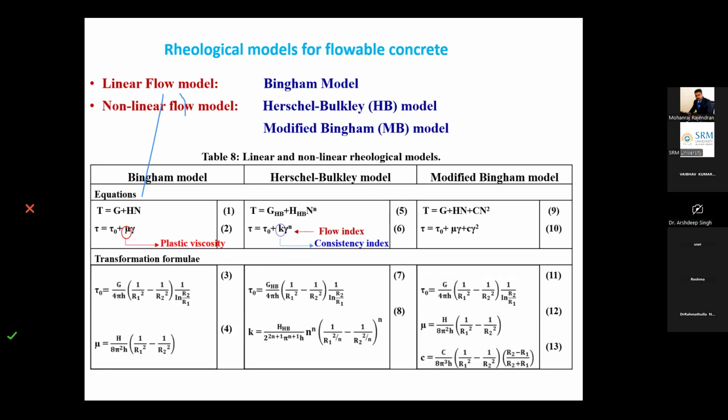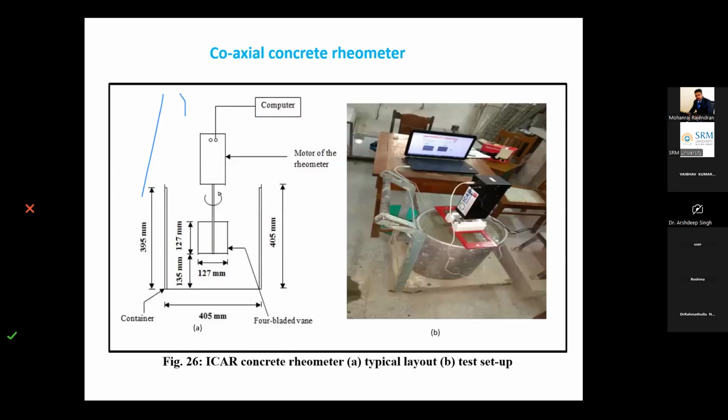So the linear Bingham model is more or less a linear model, very simple and easy to use. When more complexity in the flow behavior, some non-linearity, is there, then we can use the Herschel-Bulkley model, or we can use modified Bingham models. So how do we measure this rheology?